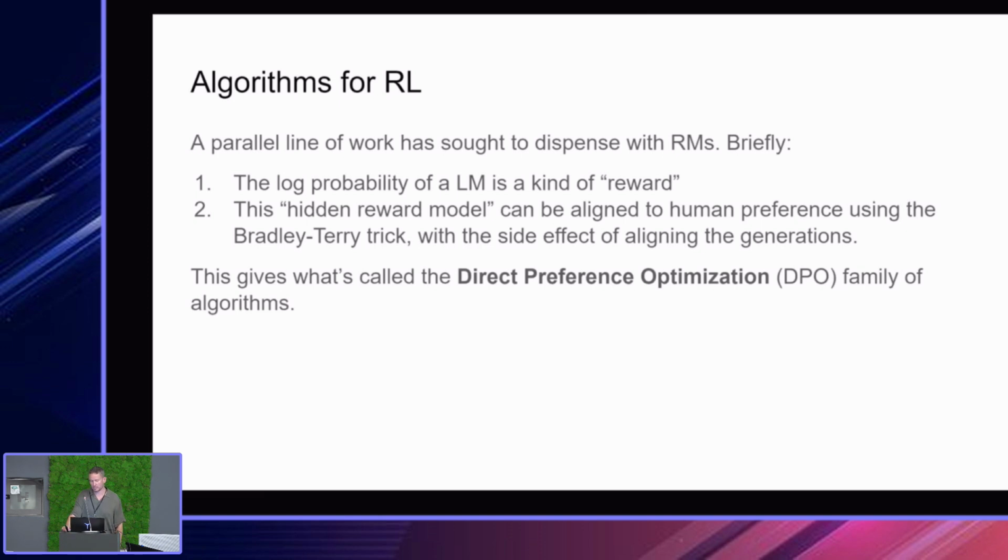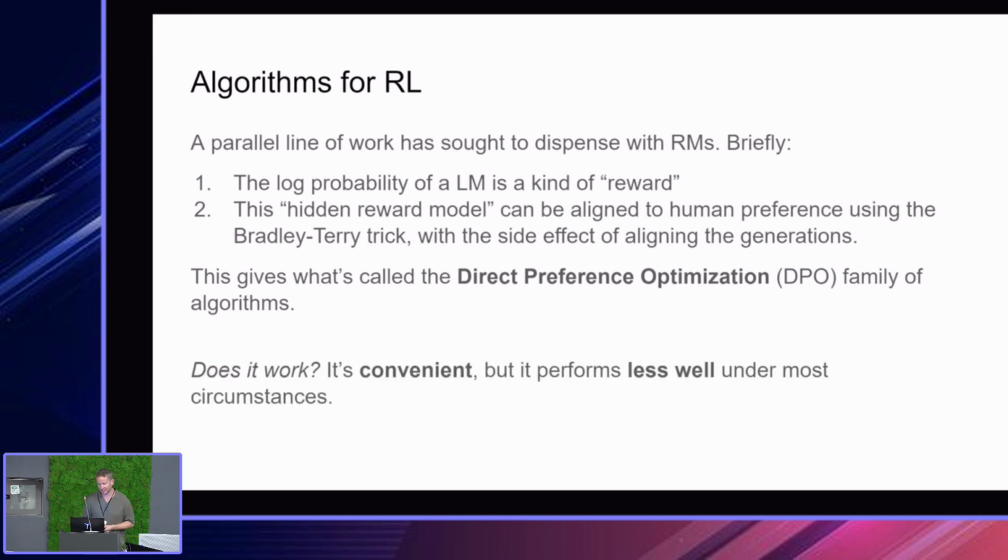And this hidden reward model can therefore be aligned to human preferences using the same Bradley-Terry trick that we use to train our reward models. And this has the side effect of aligning the generations. And this gives what's called the direct preference optimization family of algorithms, DPO. These are the subject of investigation.